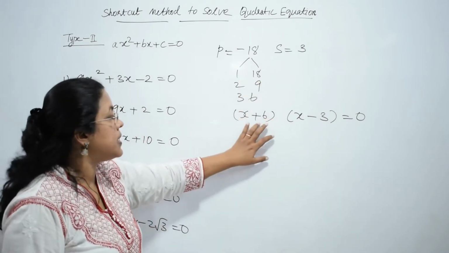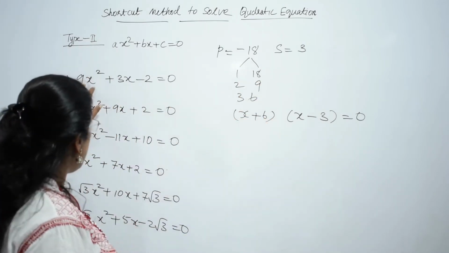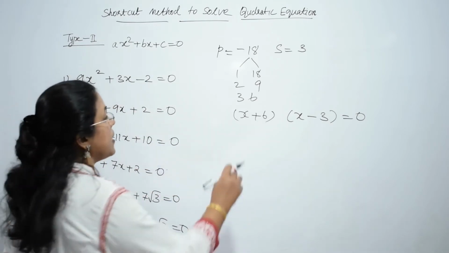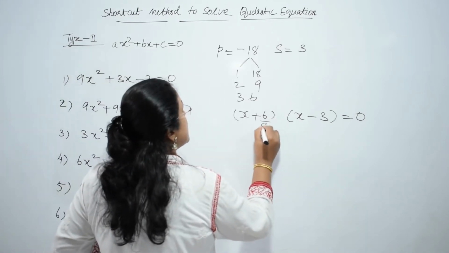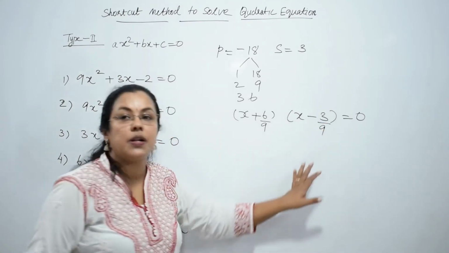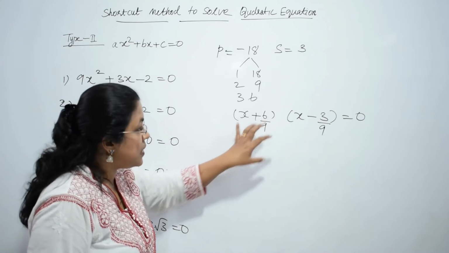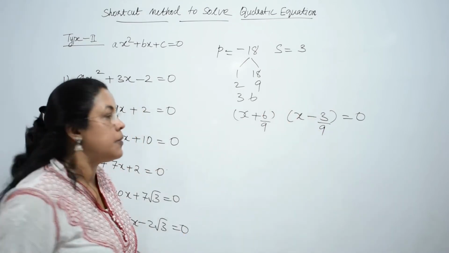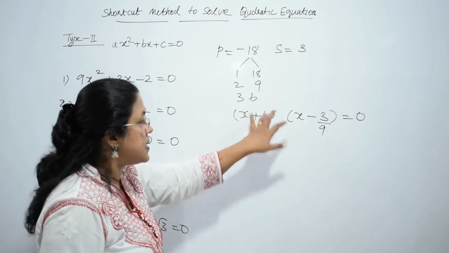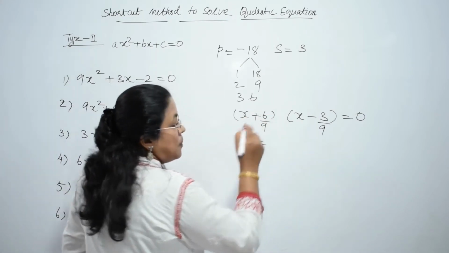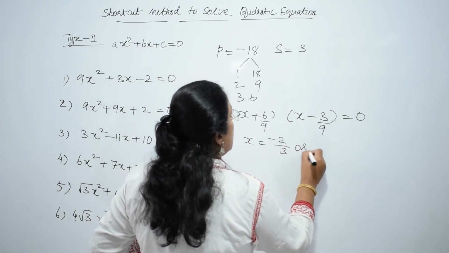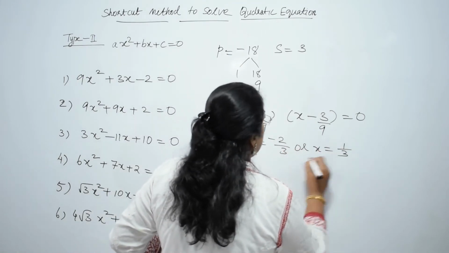It is not completed. We have to divide the constant using the coefficient of x square. So x plus 6 by 9 into x minus 3 by 9 is equal to 0. After cancelling the common factors, we get the values of x as x is equal to minus 2 by 3, or x is equal to 1 by 3.